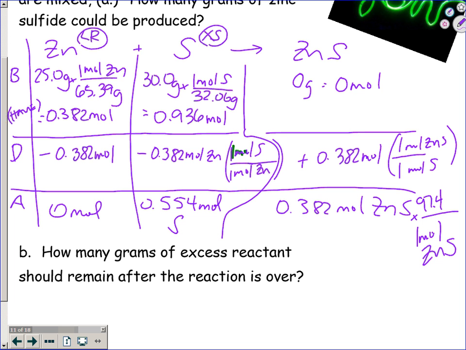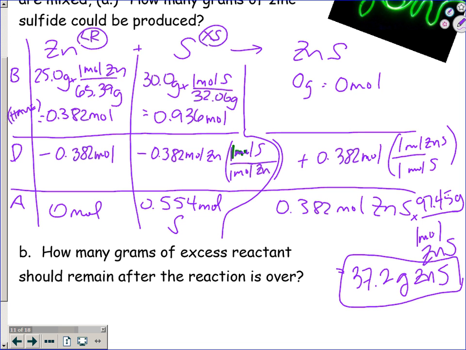97.45 maybe, and that would give us 37.2 grams of zinc sulfide. So that's the answer to this question. But what I'm showing you is a process that can answer many things at the same time. So the second question is related to what I was just saying. I can ask you a question about the excess remaining, which would be here, taking our sulfur and then just converting it to what? Grams. So it says how many grams of excess reactant remain. I could take the moles of sulfur and convert to grams.